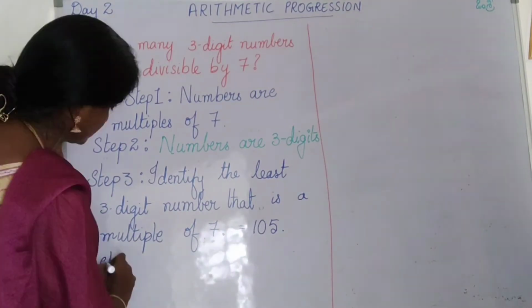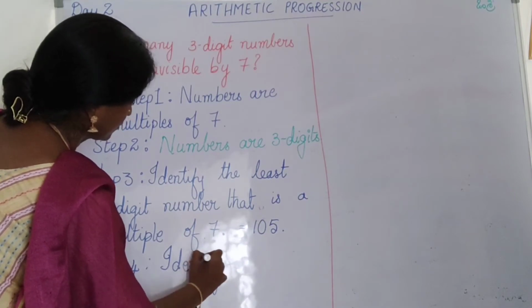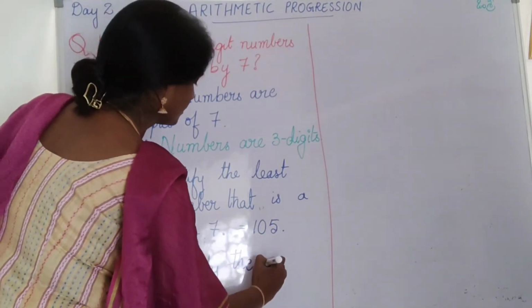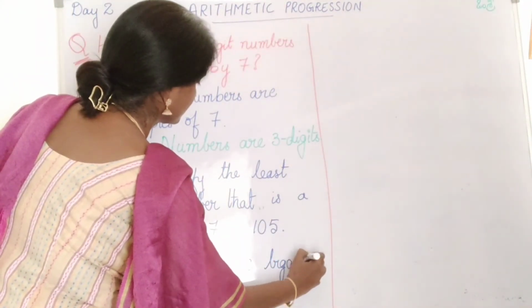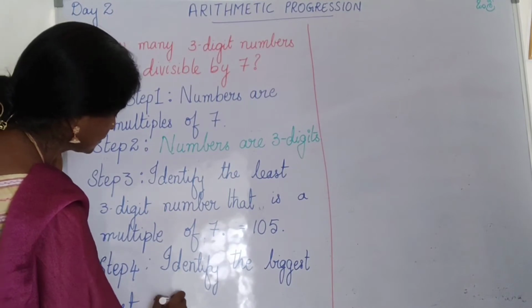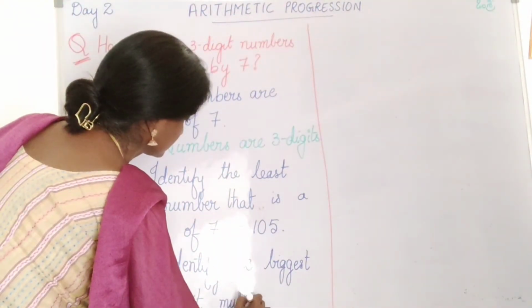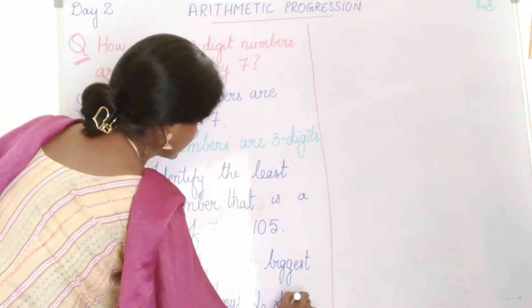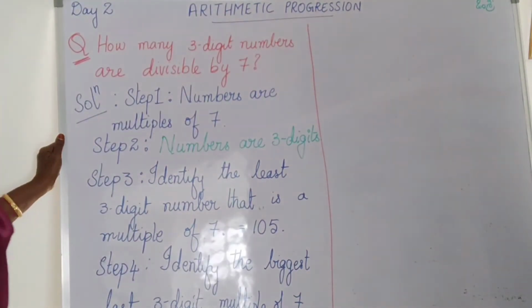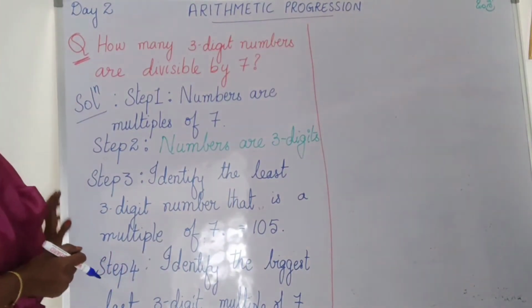Then what you have to do, step 4. Identify the biggest, or you can say last, 3-digit multiple of 7, which will be equal to 994. So hope you followed till here.